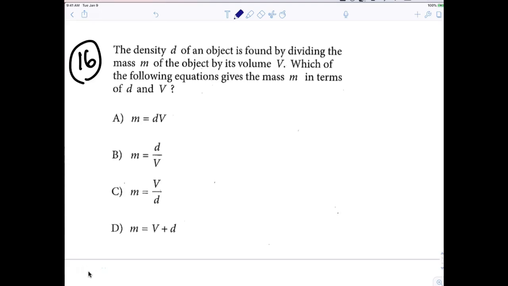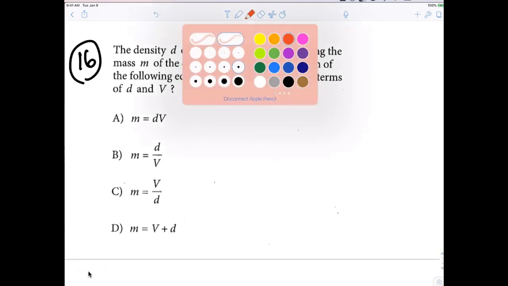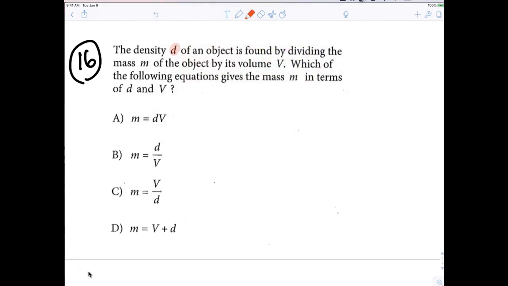I want you to first read the first line for me again. The density of an object is found by dividing the mass m of an object by volume v. Okay, so now I want you to write an equation for that. Look up for one second. So I have D, I have M, and I have V. I want you to write an equation that puts those three letters together.